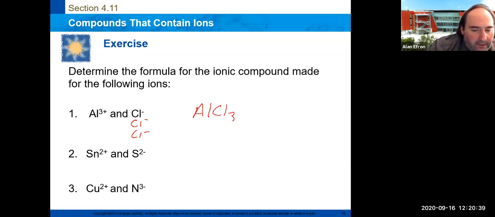AlCl3, 1 aluminum at +3. 3 chlorides at -1 each gives us -3 and +3. This would be the correct formula for when we put it together.